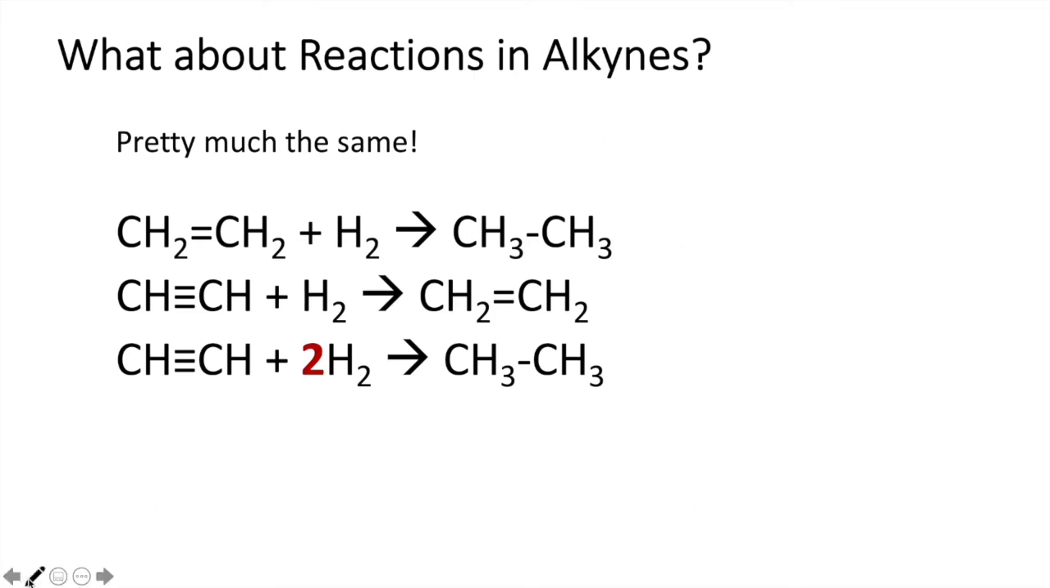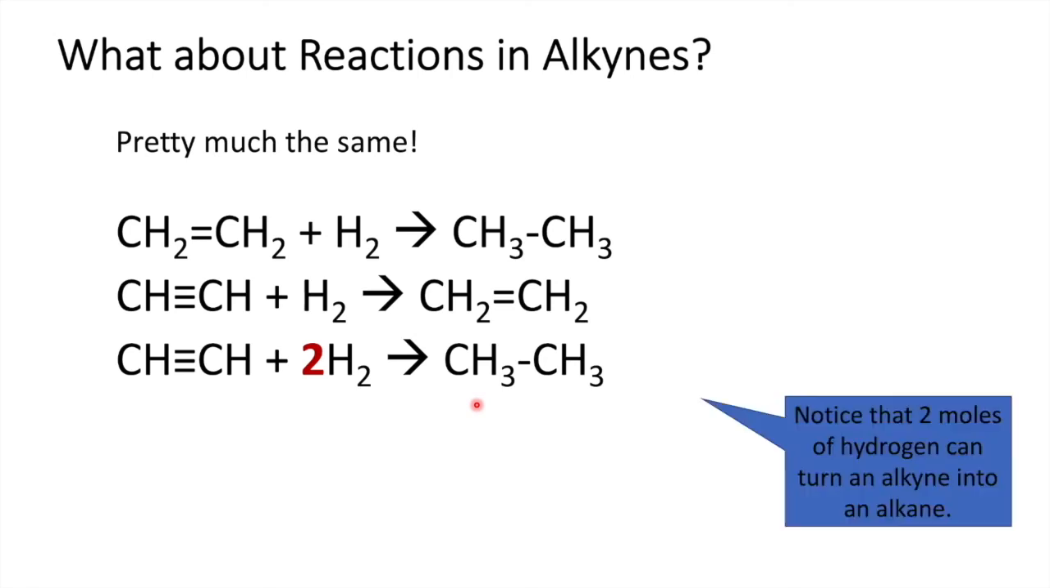What about reactions in alkynes? Remember, alkynes have a triple bond instead of a double bond. They are pretty much the same as reactions in alkenes, so not really too much to see here, but you can see that the alkene plus hydrogen equals the alkane. The alkyne plus hydrogen equals the alkene. And if you take an alkyne and you add 2 moles of hydrogen, you will first go to the double bond with the alkene and then end up with the alkane. So notice that 2 moles of hydrogen can turn an alkyne into an alkane.